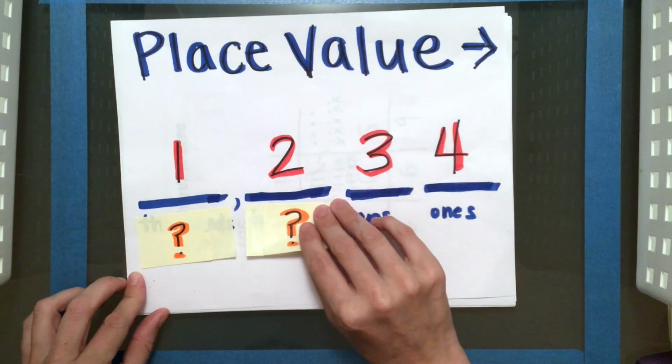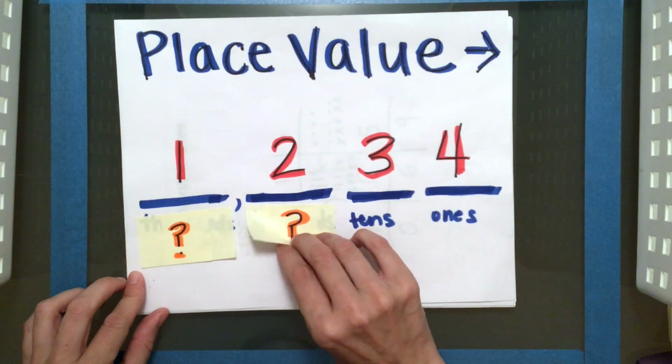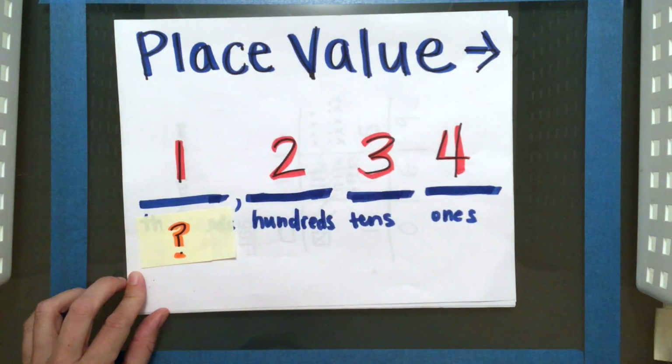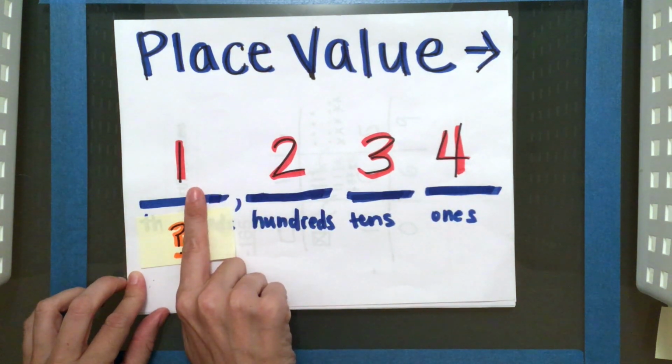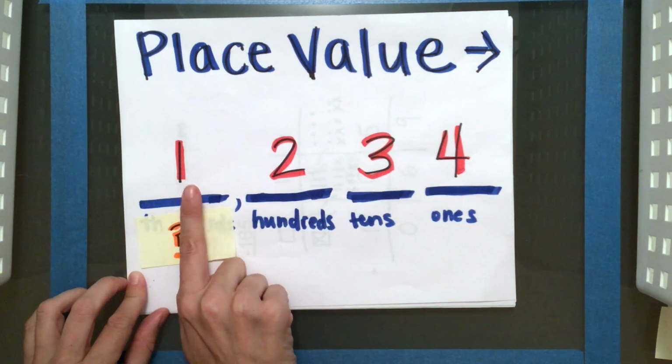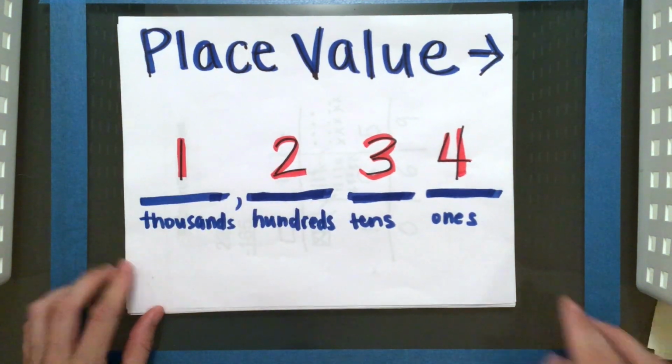The 2 is in the 100s place, so it is not representing 2, but it's actually representing 2 hundreds, because it is in the hundreds place. And this 1 here is not just a 1, but is a 1,000, because it is in the thousands place.